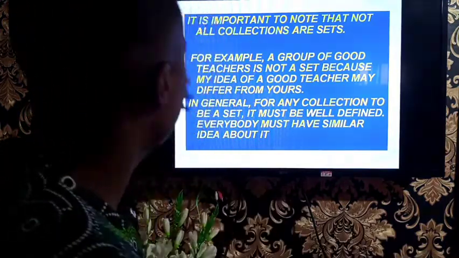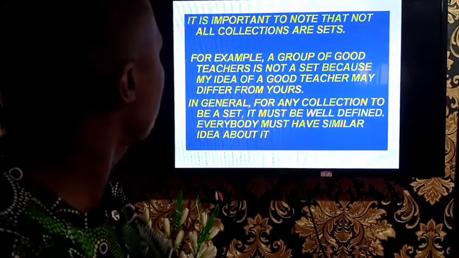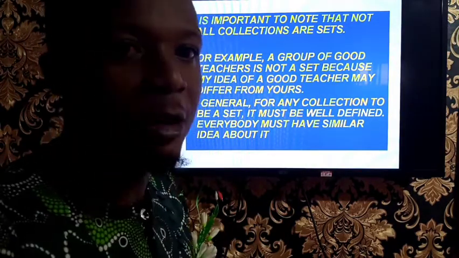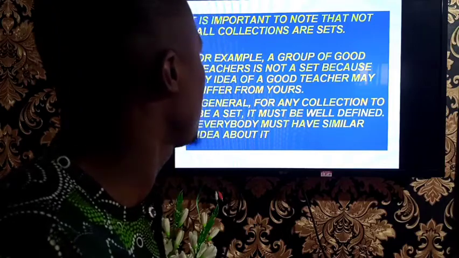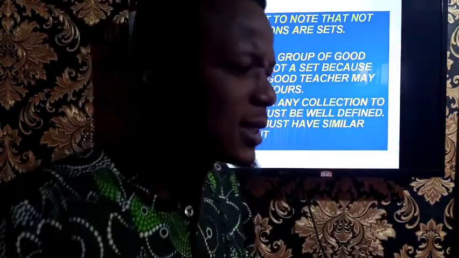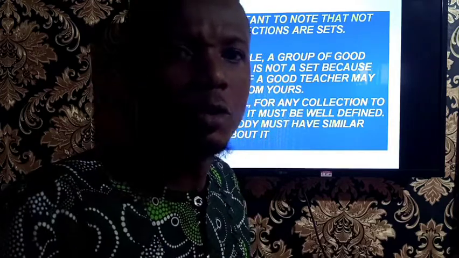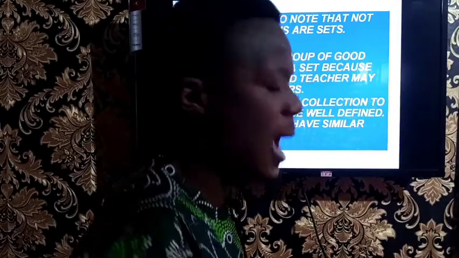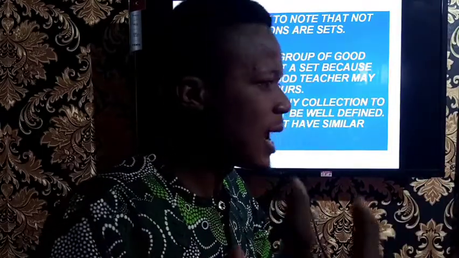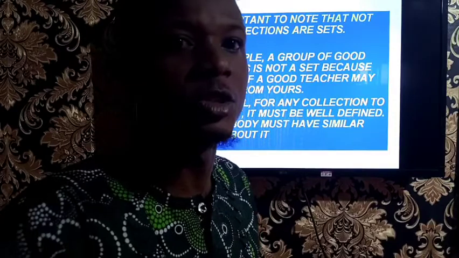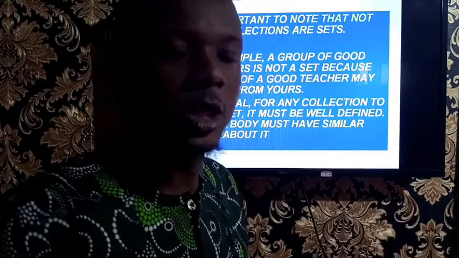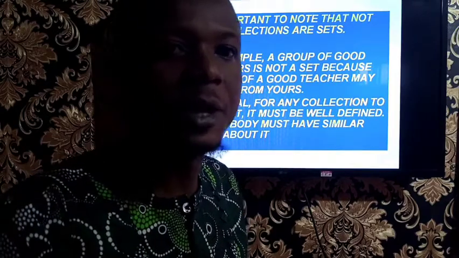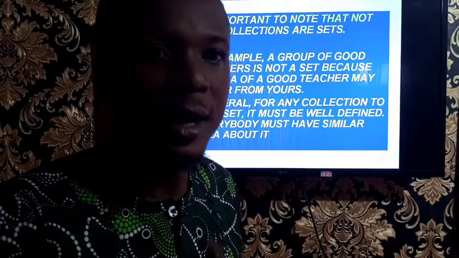Alright? Now, for example, a group of good teachers is not a set because my idea of a good tutor might be different from yours. Someone whom I see as a very good tutor, to you, you may see that person as a very bad tutor. So a collection like that is not defined. And since it is not well defined, it is not a set. Because for collection to be a set, it must be well defined. Well defined in the sense that everybody must have similar idea and opinion about it.